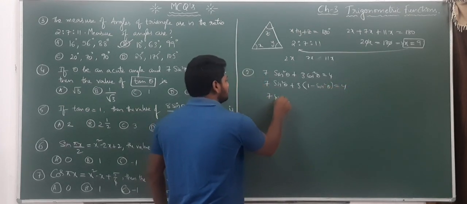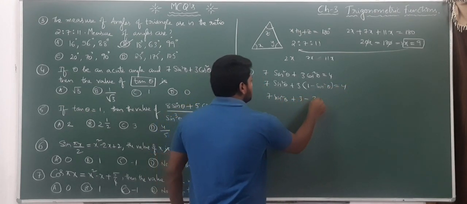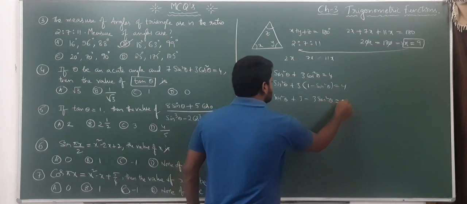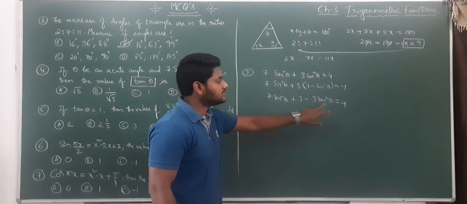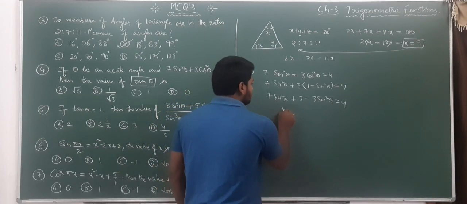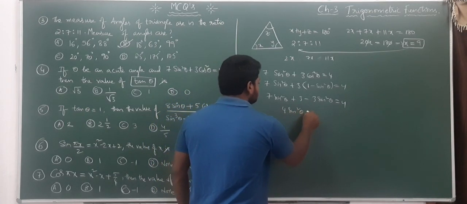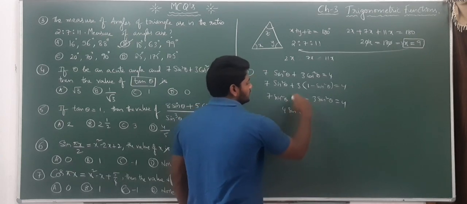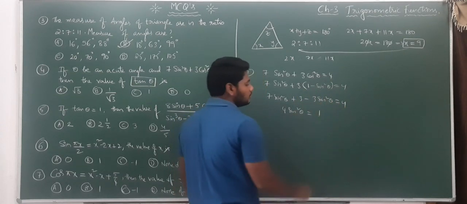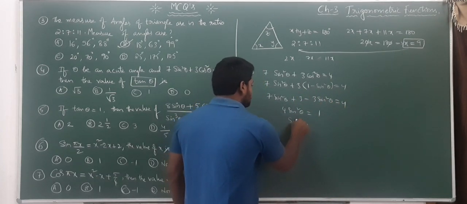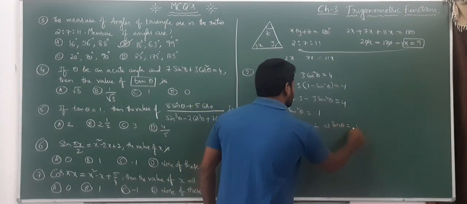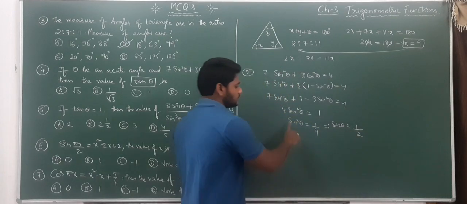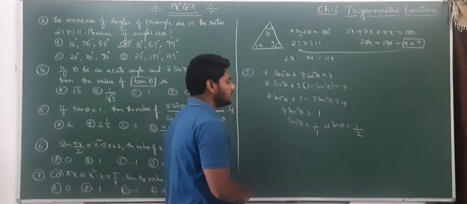This is 7 sin²θ + 3 − 3 sin²θ, which is equal to 4. So 7 sin²θ − 3 sin²θ is 4 sin²θ, which is equal to 4 − 3, which is equal to 1. Then sin²θ is equal to what? 1 by 4. Then sinθ is equal to 1 by 2. The square root of 1 by 4 is nothing but 1 by 2.